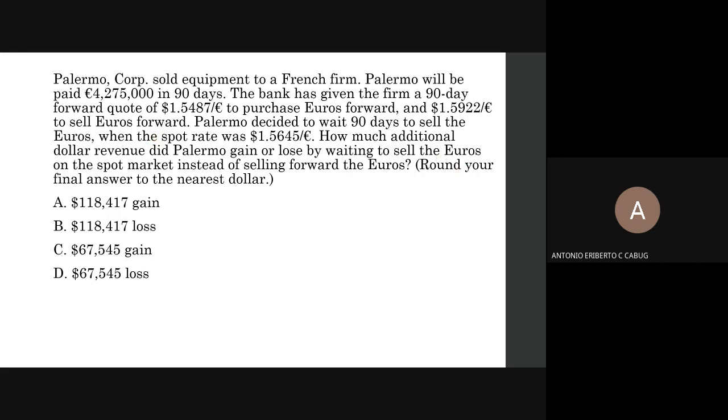Okay, tuloy nyo lang ang pagsagot. I'm just going to read it to you first. Palermo Corp sold equipment to a French firm. Palermo will be paid 4,275,000 euros in 90 days. The bank has given the firm a 90-day forward quote of $1.5487 per euro to purchase the euros forward, $1.5922 per euro to sell the euros forward. Palermo decided to wait 90 days to sell the euros when the spot rate was $1.5645 per euro. How much additional dollar revenue did Palermo gain or lose by waiting to sell the euros on the spot market instead of selling forward the euros? May I know what your answers are? Enter now. Try natin, ha?